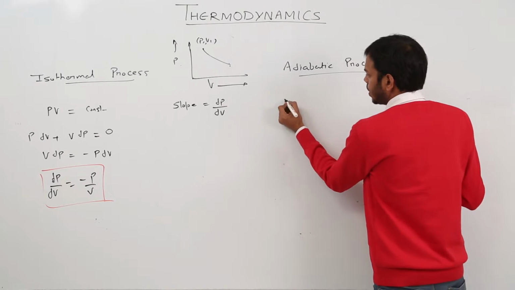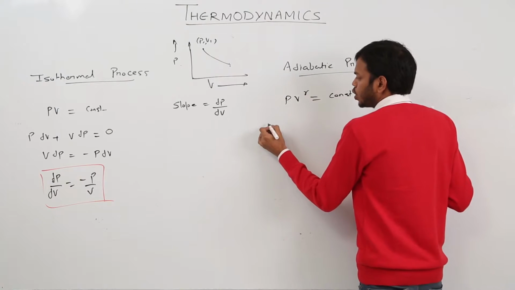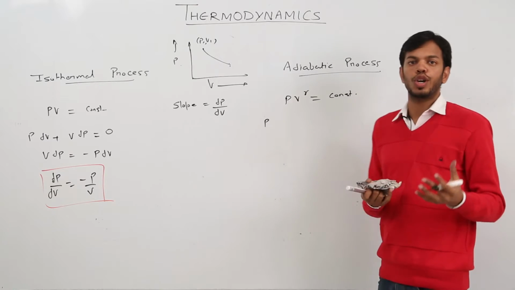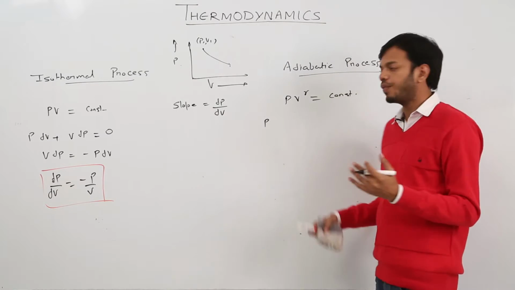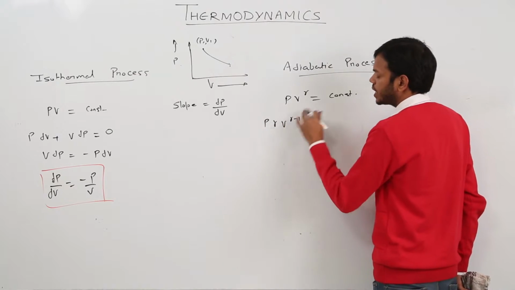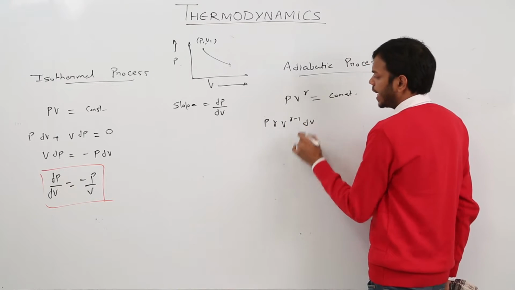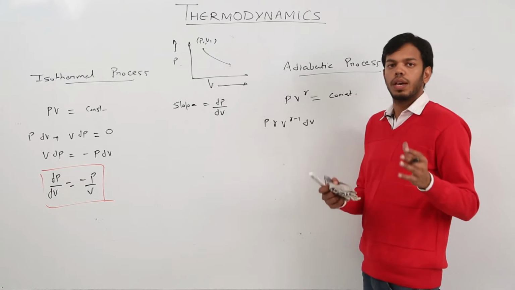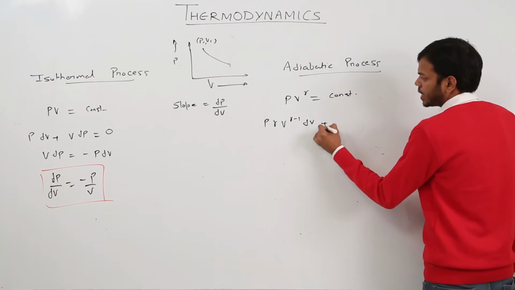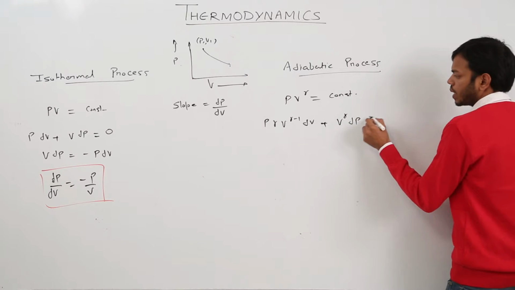PV raised to power gamma is a constant. Differentiating both sides, first function into differentiation of second. X raised to power n gives n times x raised to power n minus 1. That's the formula of differentiation. So here it will become P times gamma times V raised to power gamma minus 1 into dV, right? Because V is still a variable, so we have to differentiate V again and I get dV as we have done there. Plus V raised to power gamma times differentiation of first, that is dP. This is equal to 0.